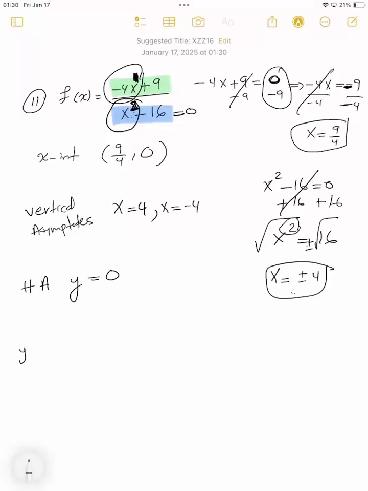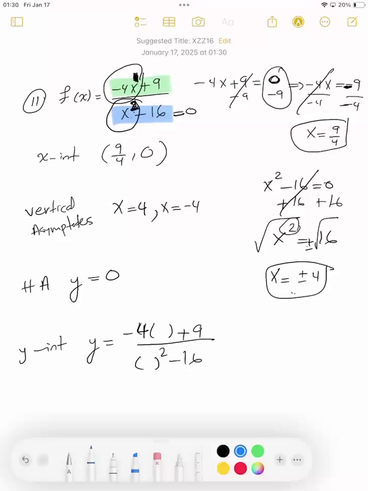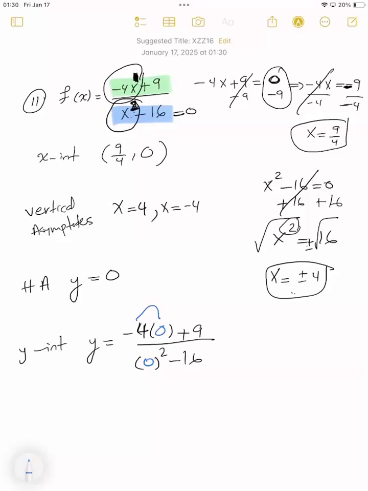Lastly, we want to find the y-intercept. Write your function. Instead of x, put parentheses. Then go back and change your x's to 0. So negative 4 times 0 is 0. 0 times 0 is 0. 0 plus 9, ignore, you get 9. 0 minus 16, ignore that, you get negative 16.